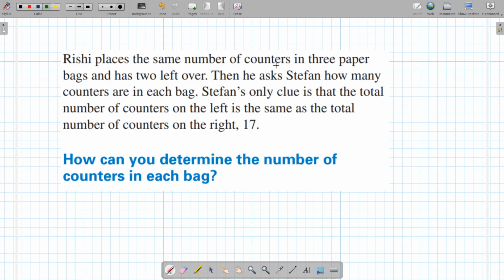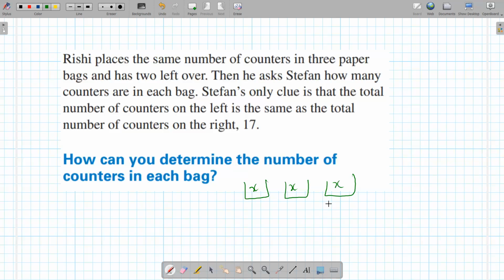So he has a number of counters. He places them in 3 different bags. And these are all equal, okay? You read the question. How can you determine the number of counters in each bag? So what is our unknown? Our unknown is the number of counters in each bag, right? That's what we're trying to find. So what will that be? That'll be X.